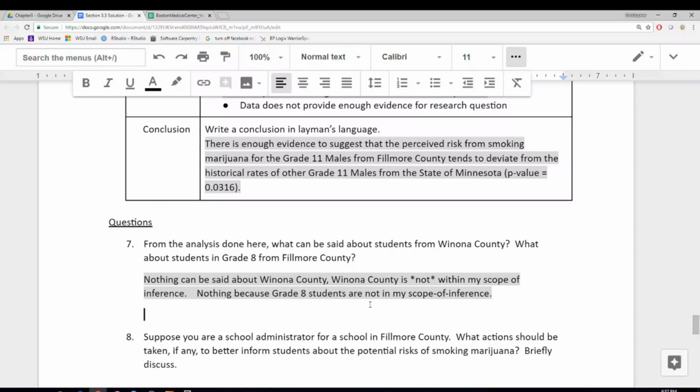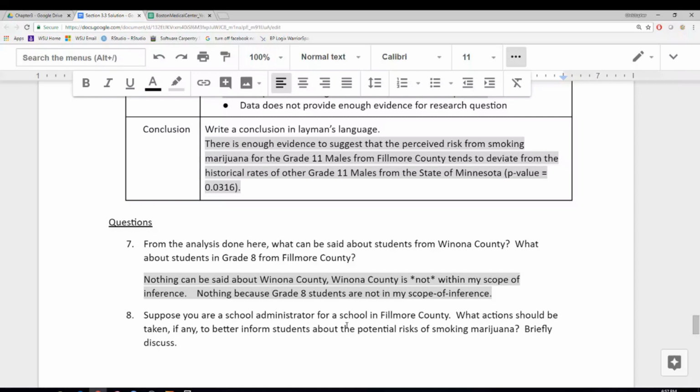Now, if there is a county in Minnesota that is just like Fillmore County, very rural, with the same type of demographics, then maybe I can put that county in my scope of inference, but I'd really even hesitate to do that. If you want me to talk about some other county, then give me the data from that county. That's the safest thing to do, is to go get data from that county if you want to put it in your scope of inference.